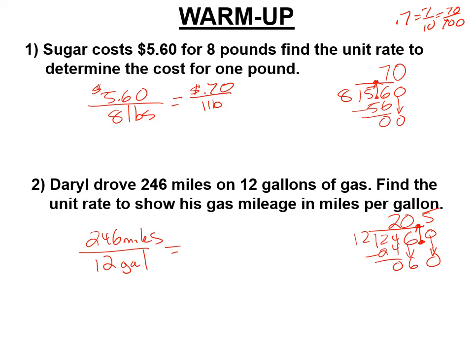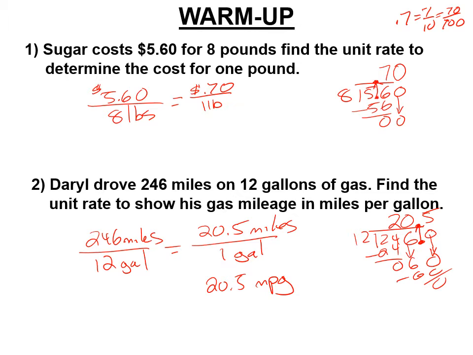12 times 5 is 60. All right, so this is right. This is not money, so we're just going to not add an extra 0. We're going to write 20.5 miles on 1 gallon of gas. And you can write that 20.5 mpg. And you could have written this one 70 cents per pound that way.